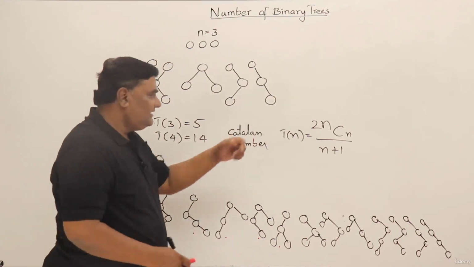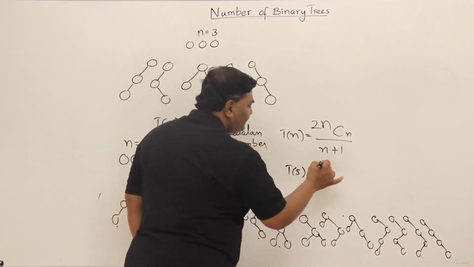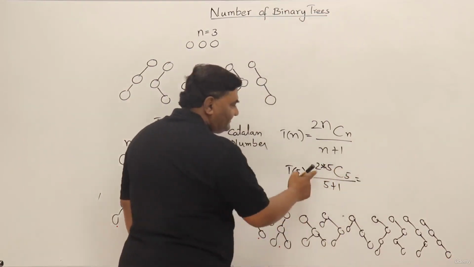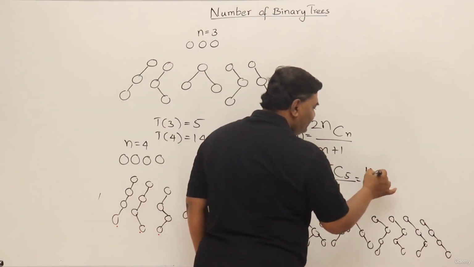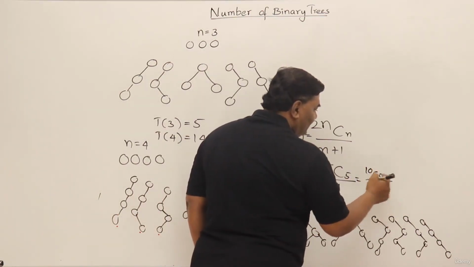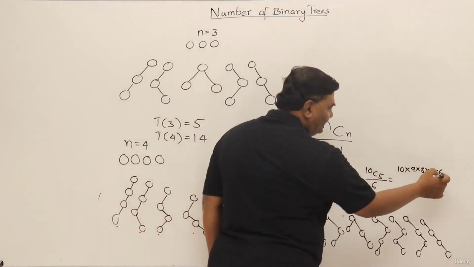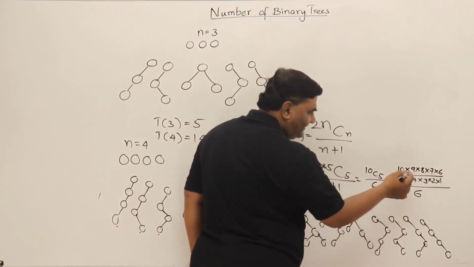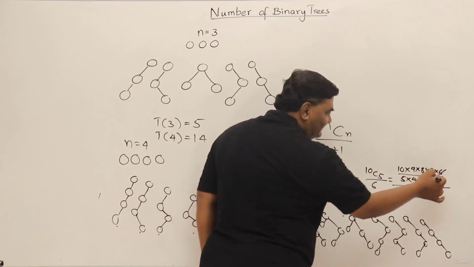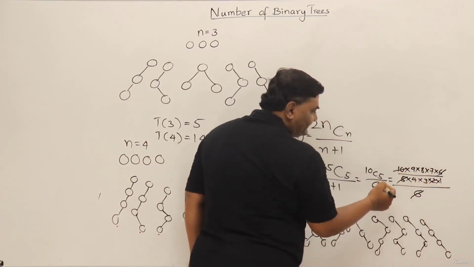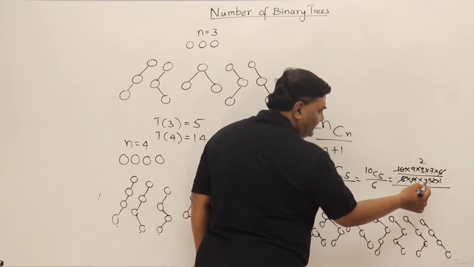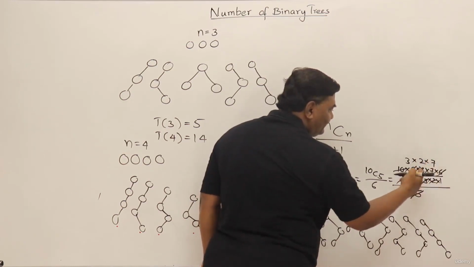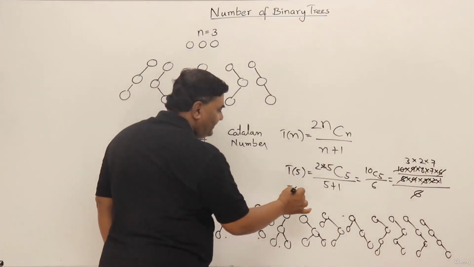So for 5, how many? Let me calculate. T5 will be 2 into 5 C5 by 5 plus 1. This is 10 C5 by 6. 10 C5 by 6. And this is 10 into 9 into 8 into 7 into 6 divided by 5 into 4 into 3 into 2 into 1. So whole thing divided by 6. Now let us divide this and get the answer. 6 gets cancelled. 5 2's 10 is gone. 4 2's 8 and 3 3's 9. So this is 3 into 2 into 7 remaining here. So this is 42. So T5 is 42.